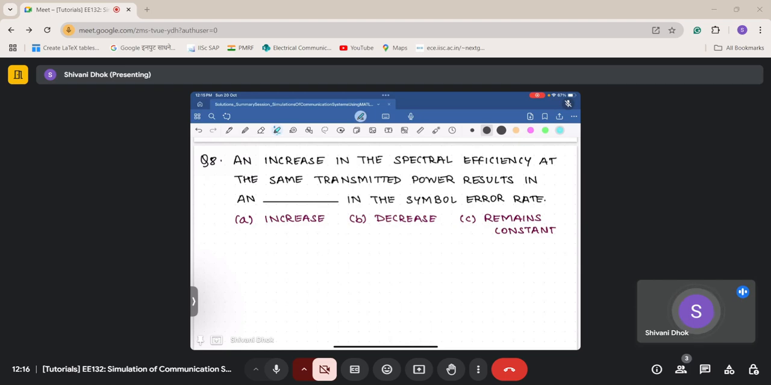So this question says that an increase in the spectral efficiency at the same transmitted power results in a dash in the symbol error rate. So this we had seen. Basically it says that the spectral efficiency will increase when you increase the points in your constellation. So as M increases, it means your spectral efficiency increases.